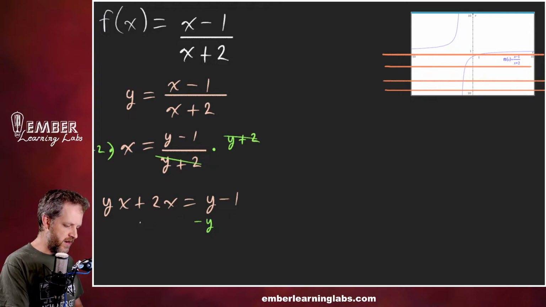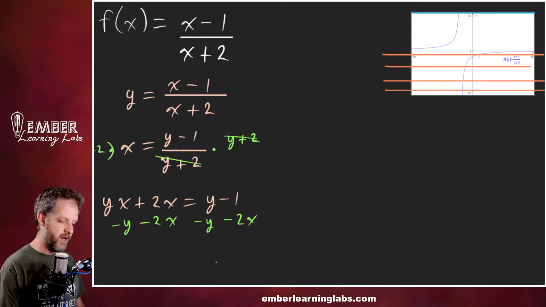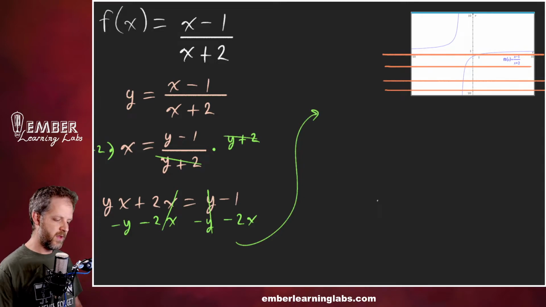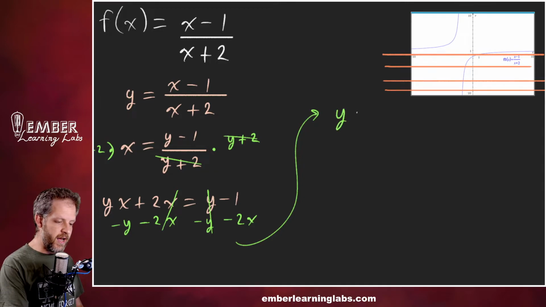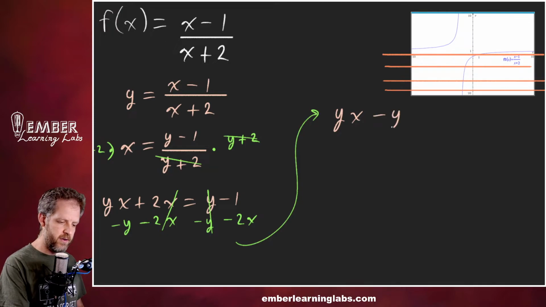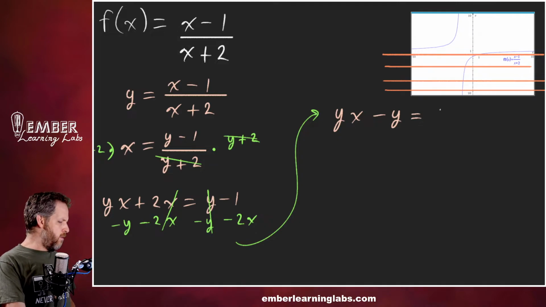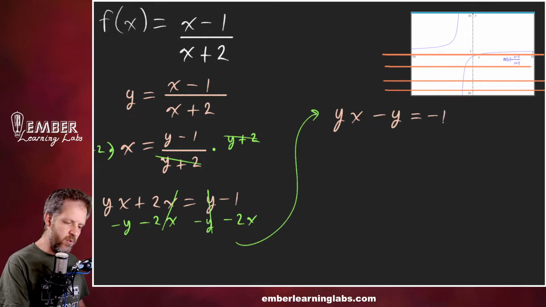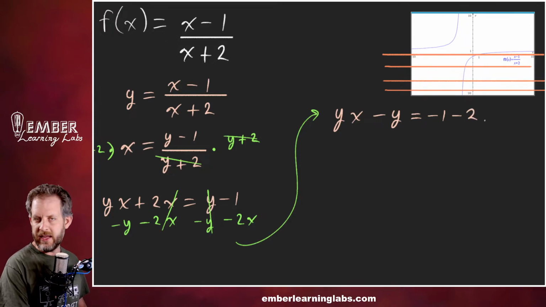I'm going to scooch that over. We can't combine these two, not really, because of this x. We'll deal with that in a minute. I'm going to scooch it over here because I'm also going to subtract 2x from both sides and go ahead and move that over. Okay, so these cancel and those cancel, and we're going to move this up right here. So we end up with yx minus y equals negative 1 minus 2x. You could write that in either order.